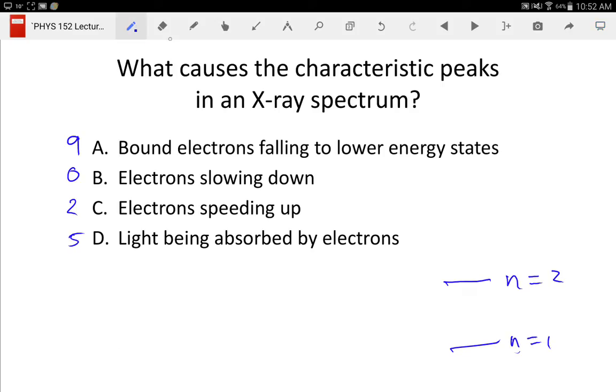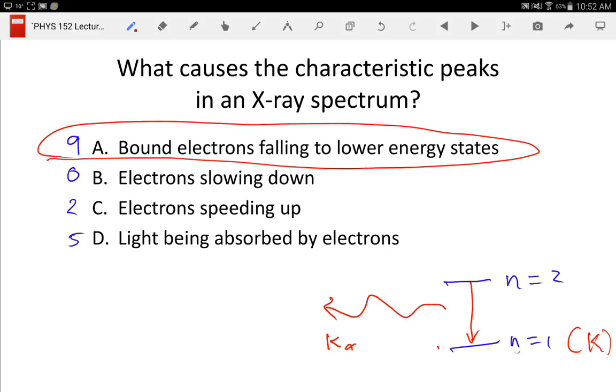When you have an electron that falls down from like n equals 2 to n equals 1, it gives off a photon of light. And in this case, what would the notation be if it goes from n equals 2 to n equals 1? K alpha. K because it ends at n equals 1. Alpha because the change in n is 1. So that's a K alpha. That's what produces the characteristic peaks.